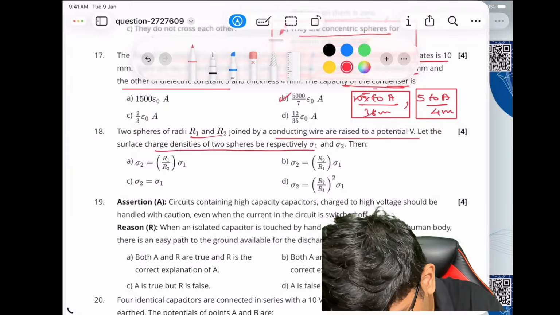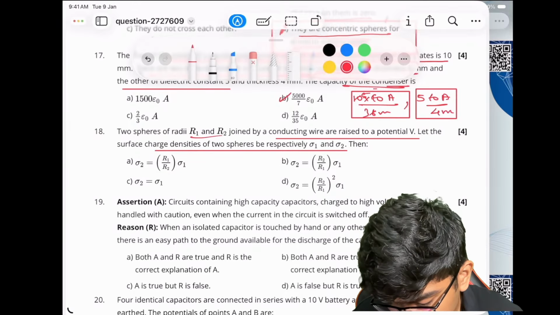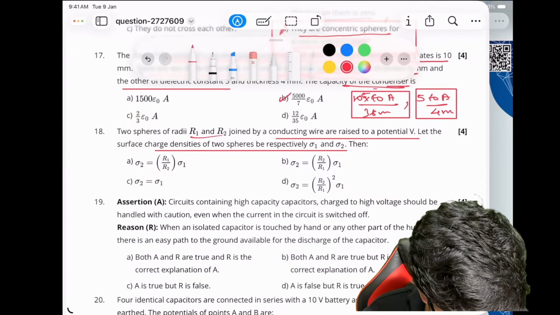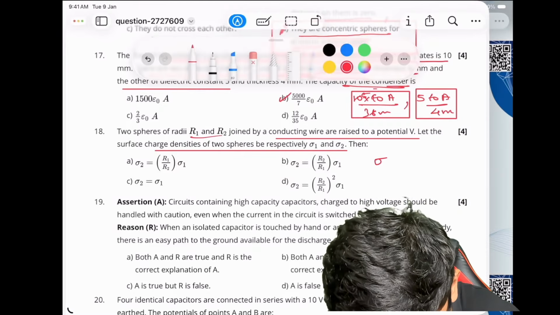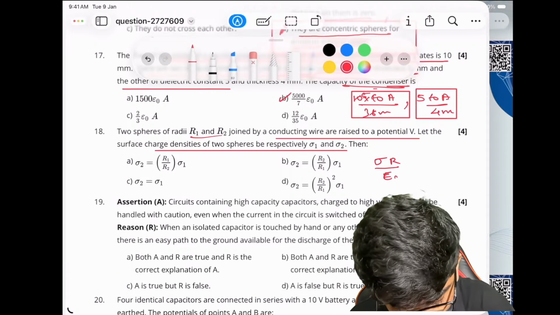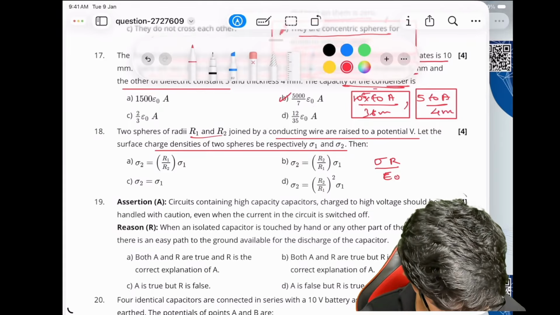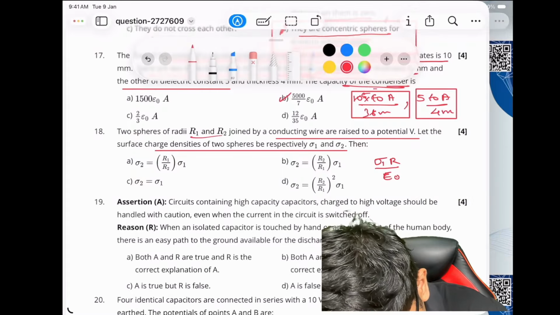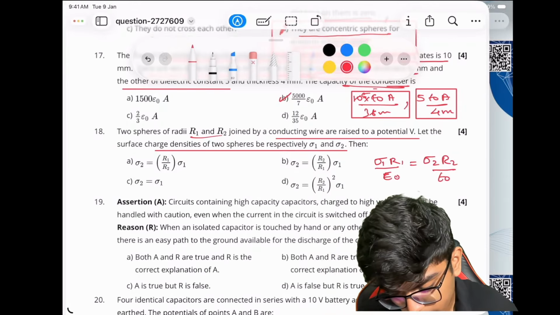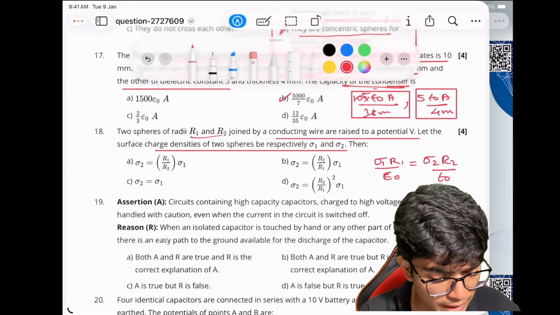Two spheres of radii R1 and R2 are joined by a conducting wire and raised to potential V. The surface charge densities of the two spheres are sigma 1 and sigma 2 respectively. Two separate spheres are joined by a conducting wire and raised to the same potential. The potential is nothing but sigma R by epsilon naught. We know this. Sigma 1 R1 by epsilon naught equals sigma 2 R2 by epsilon naught, because this is what my potential is.